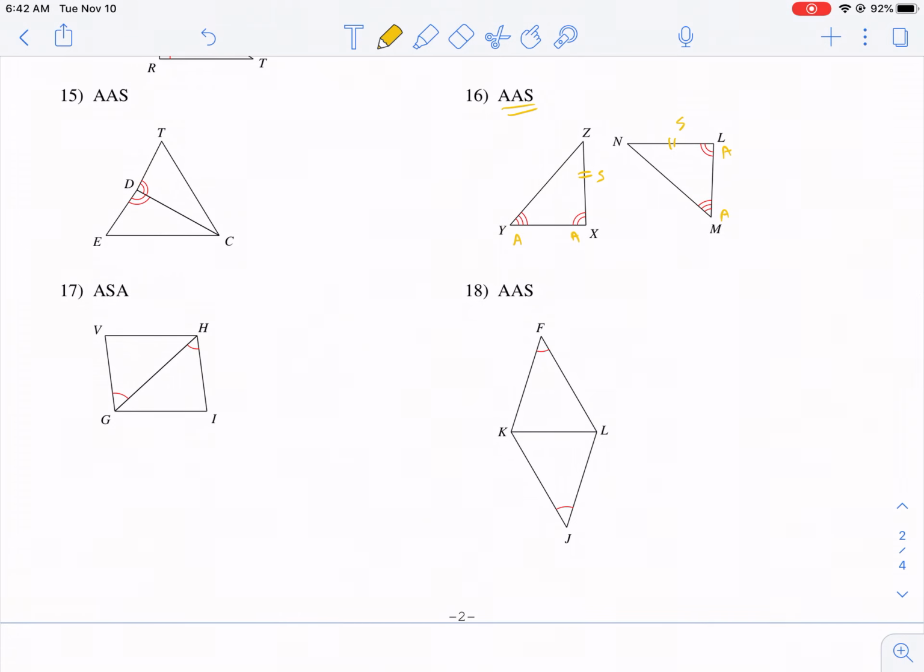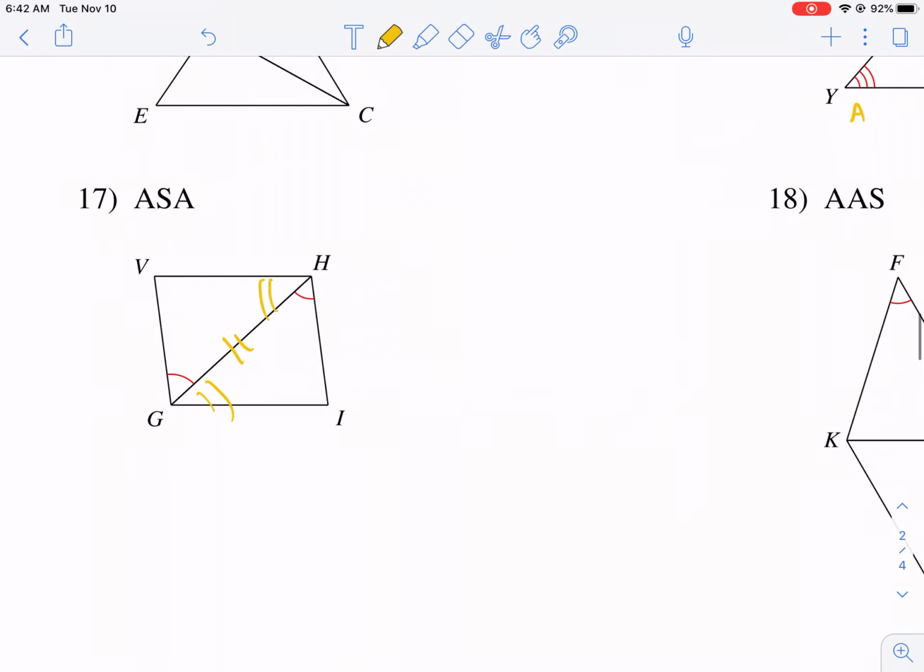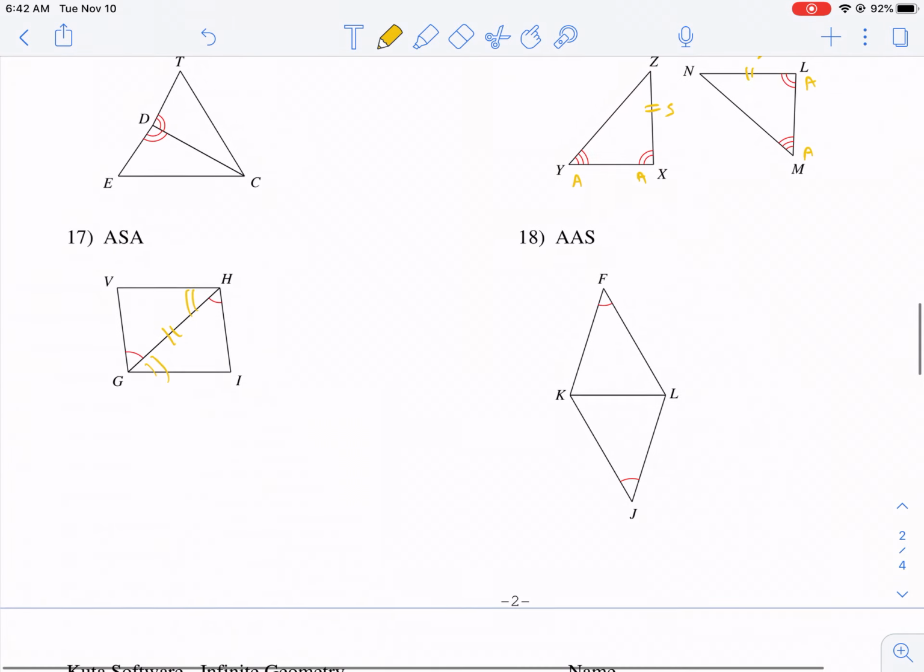Okay, ASA, we have a side already given, so we just need to add another angle. And actually, we need two angles on this one. That's interesting. Normally, it's just the rule of just add one, but that's how you do that one. And then angle, angle, side, we have an angle. We have a side given, so we just need another angle. It looks like we're going to have to add two on this one also, so it looks like that.